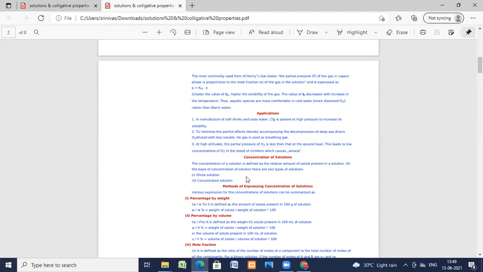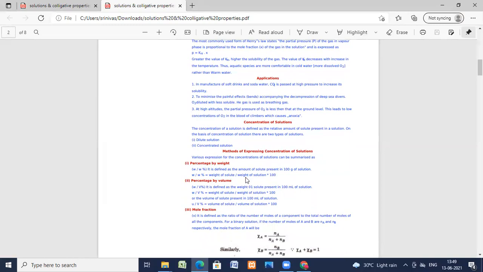Next, what are the different methods of expressing concentration? In a dilute solution, the solute content is less. In a concentrated solution, the solute content is more. Now, methods of expressing concentration of solutions. Percentage by weight, W by W: the amount of solute present in 100 grams of solution. Weight of the solute in the weight of the solution is the percentage by weight.